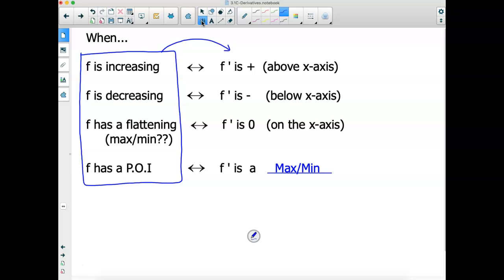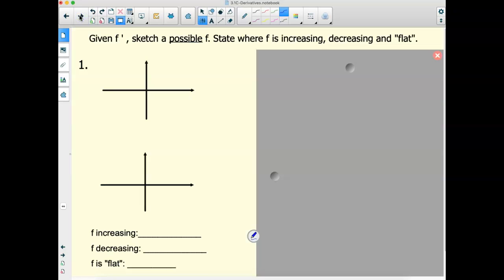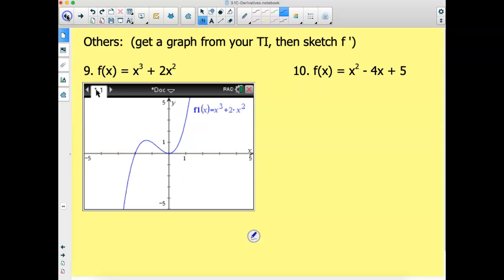If I have a flattening, okay, maximum or minimum, but it doesn't have to be a maximum or a minimum. Remember, there were flattenings that kind of come through like this, and I got flat through there, but that wasn't a maximum or a minimum, okay? But whenever I have a flattening, that meant the derivative was zero or on the x-axis, and then we had this bonus little piece of information here. If the original function f had a point of inflection, that actually went and showed a maximum or a minimum on the derivative.